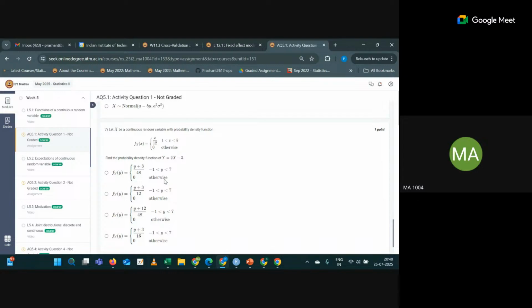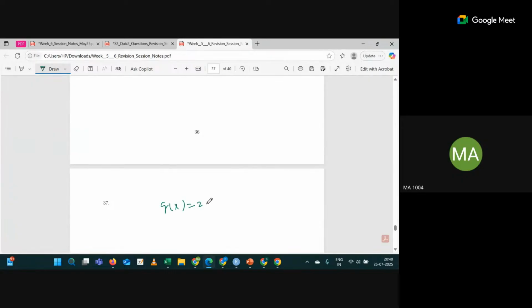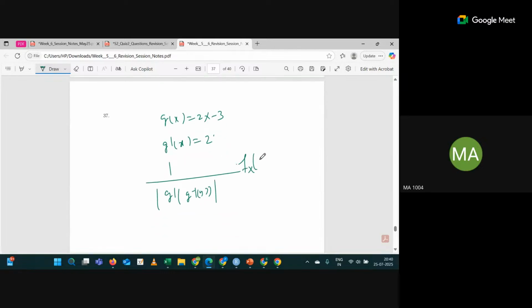See, y equal to 2x minus 3, right? Okay. So what will be f of y? What will be the differentiation? 1 upon 2. See, g(x) is what? g(x) is 2x minus 3. What will be g dash x? This will be 2 only, right? So 1 upon g dash of g inverse y will be 1 upon 2 only, because there are no terms of x, right? And what is f_X of g inverse y?